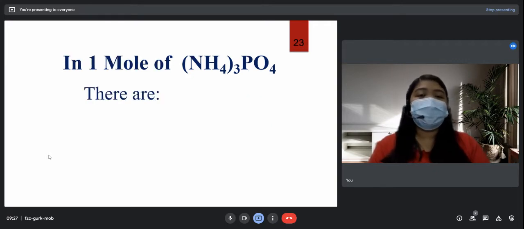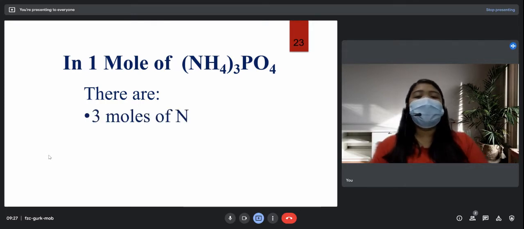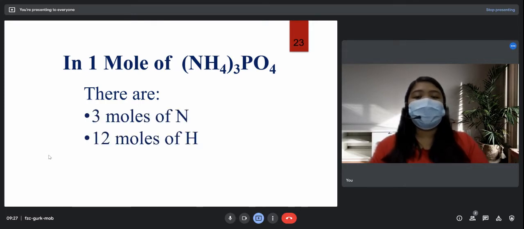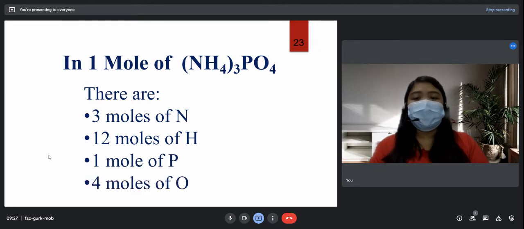For a total, that simply means that we have 3 moles of nitrogen, 12 moles of hydrogen, 1 mole of phosphorus, and 4 moles of oxygen.